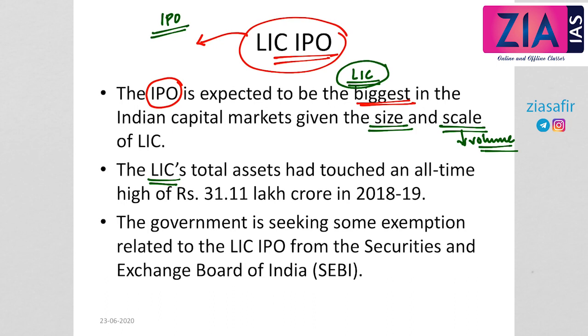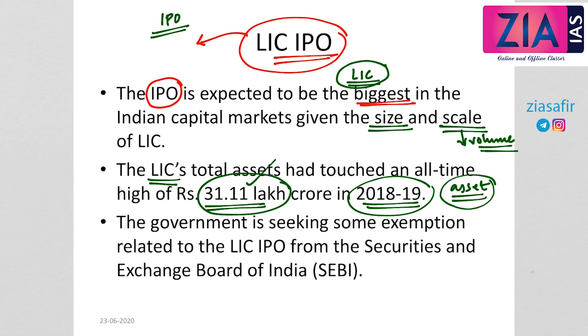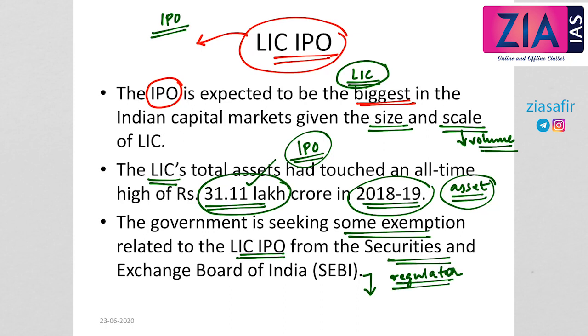LIC's total assets touched an all-time high of 31.11 lakh crore rupees in 2018-19. So this is the asset base of LIC, and considering the size and the asset base, it is expected that the IPO of LIC is going to be the biggest in the Indian capital market. The government is seeking some exemption related to the LIC IPO from SEBI, the Securities and Exchange Board of India, the regulator of the stock market.